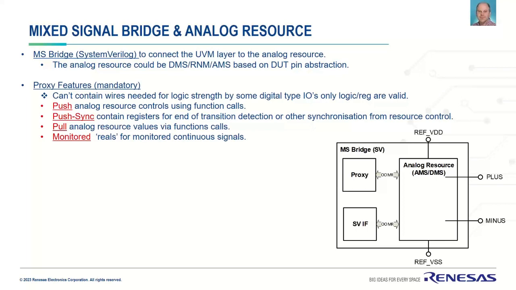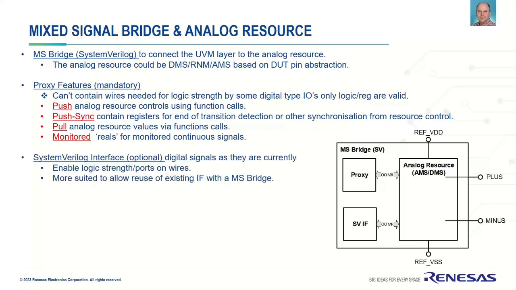Then there's pull, which is basically you've got some event in the digital that says, go and get me the value of the voltage on this pin. And then monitored signals, if you really need, is where it's trying to constantly look at the value in the analog resource and send it back to the UVC. But of course, in AMS, you can't do that. It has to be quantized. And controlling that quantization is non-trivial.